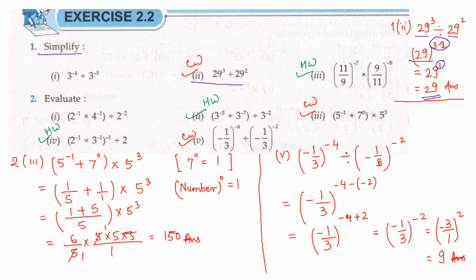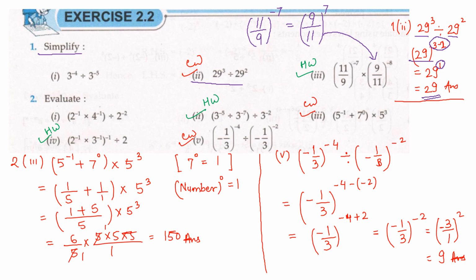Fine. So your homework is 11 by 9 to the power minus 7 into 9 by 11 to the power minus 8. So here if you see, the bases are not same. So 11 by 9 to the power minus 7 can be written as 9 by 11 to the power 7. Means powers will be positive when you invert the number. Remember it. And we are doing this so that now we have 9 by 11 to the power 7 and another number 9 by 11 to the power minus 8. So then you can solve.